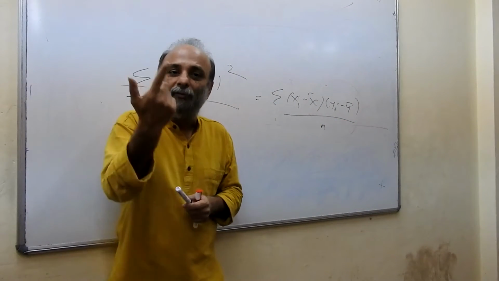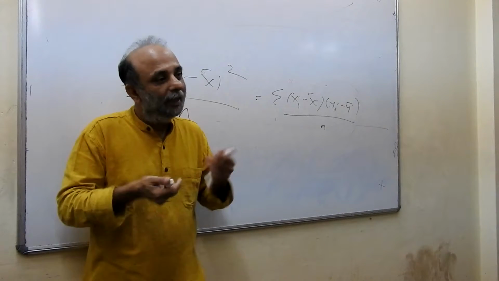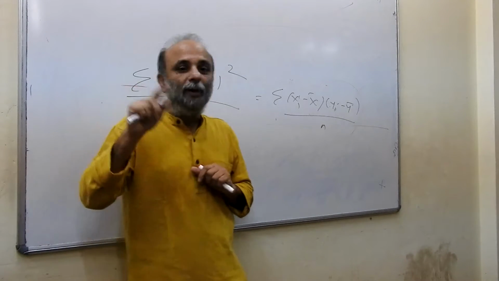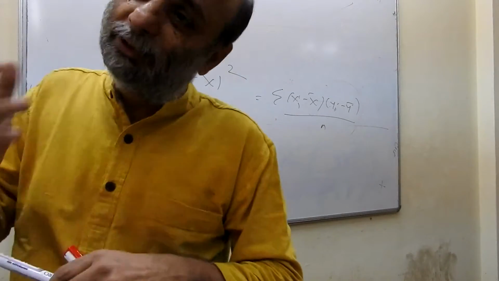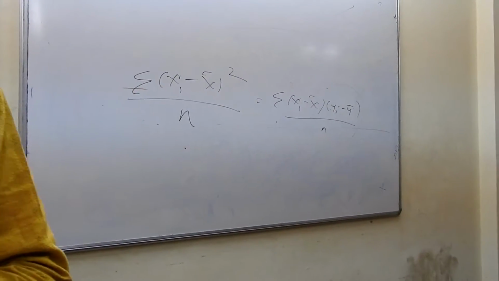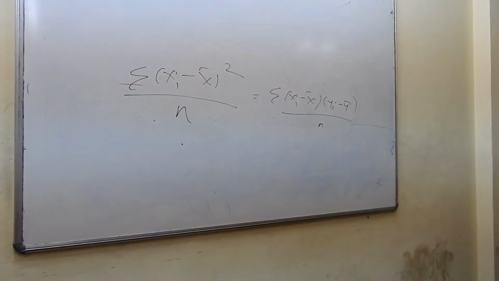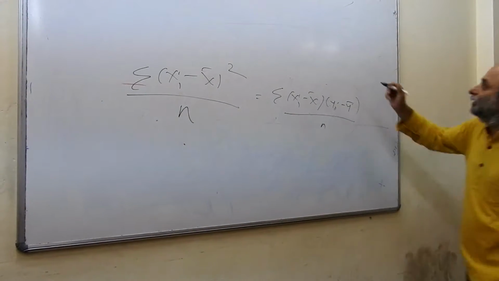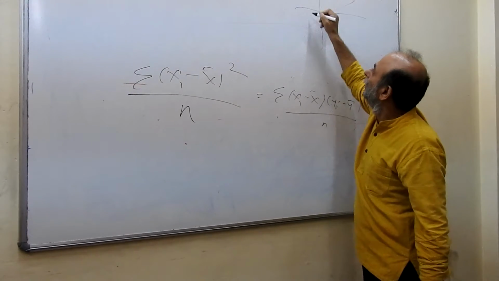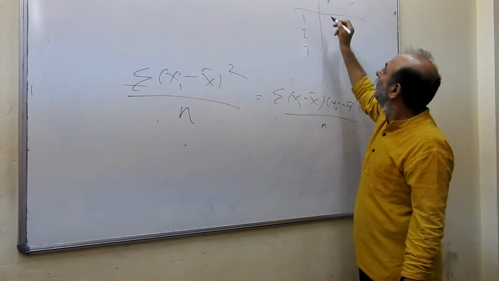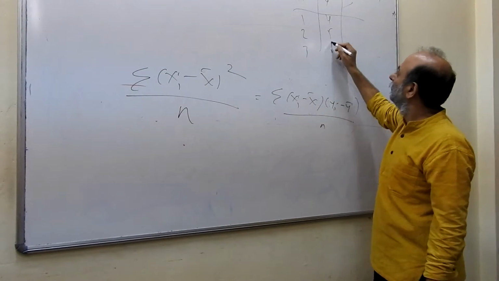So instead of just having one x, I have say x and y. And instead of using x1 minus x bar into x1 minus x bar plus x2 minus x bar into x2 minus x bar plus x3 minus x bar into x3 minus x bar, I use the formula. So I have this, for example. Say x: 1, 2, 3. y: 4, 5, 6.